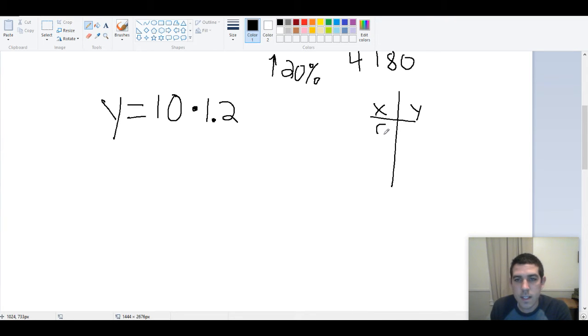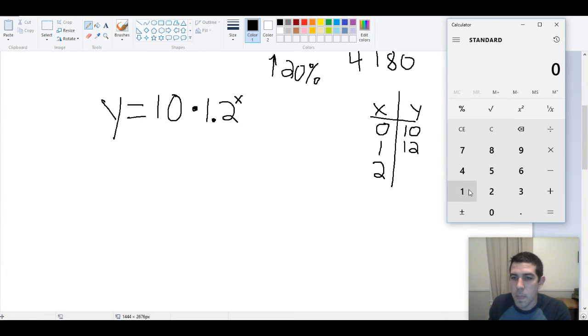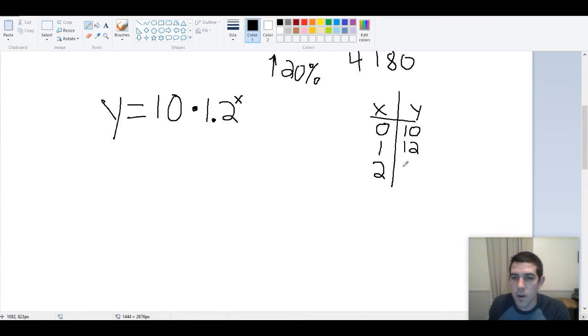Let's go ahead and say x is 0 and starts at 10. Well, after I multiply it once by 1.2, I will get 12. Let's raise this to the x power. So a 20% increase is shown as a common ratio of 1.2. If I multiply it again, well, 12 times 1.2 is a little bit harder to do in your head, so I'm going to go to the calculator and see what it is. 12 times 1.2 gives me 14.4. And so I get a y of 14.4, and I can keep doing this, multiplying by 1.2.